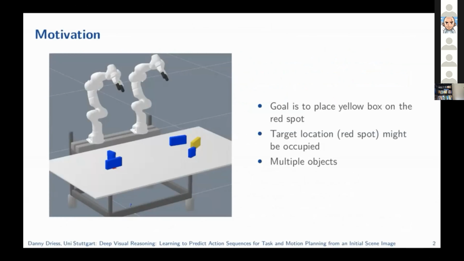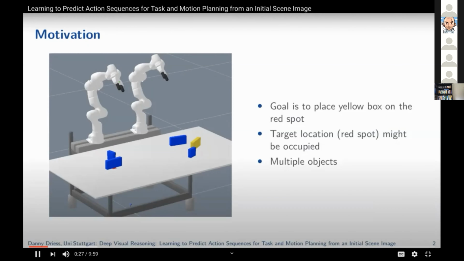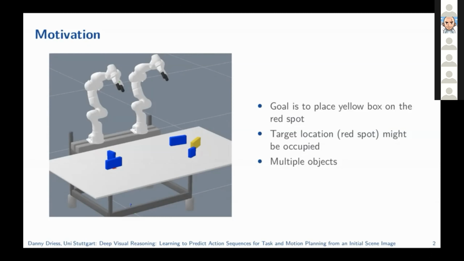Consider the following scenario where the goal is to place the yellow box on the red spot, which is occupied by the blue box. There are other objects present in the scene and the robot arms have to collaborate to solve the task. Such sequential manipulation problems are challenging since they inherently involve continuous and discrete aspects.